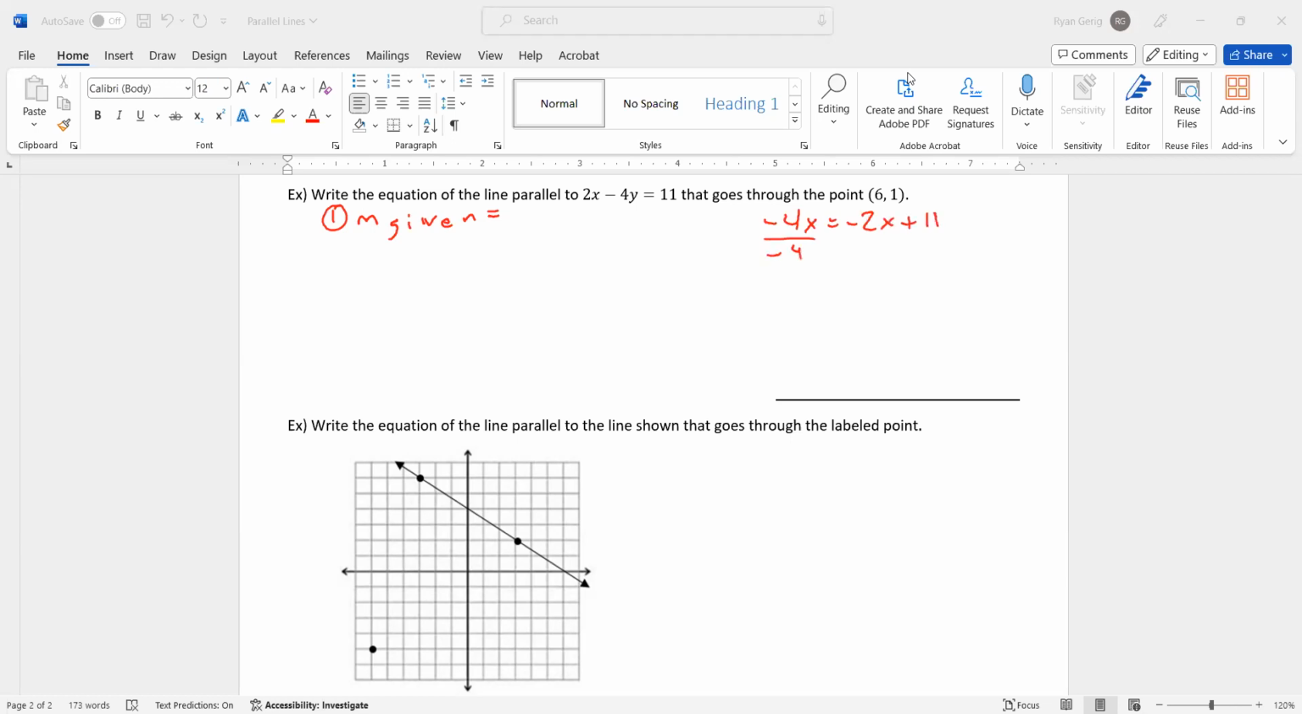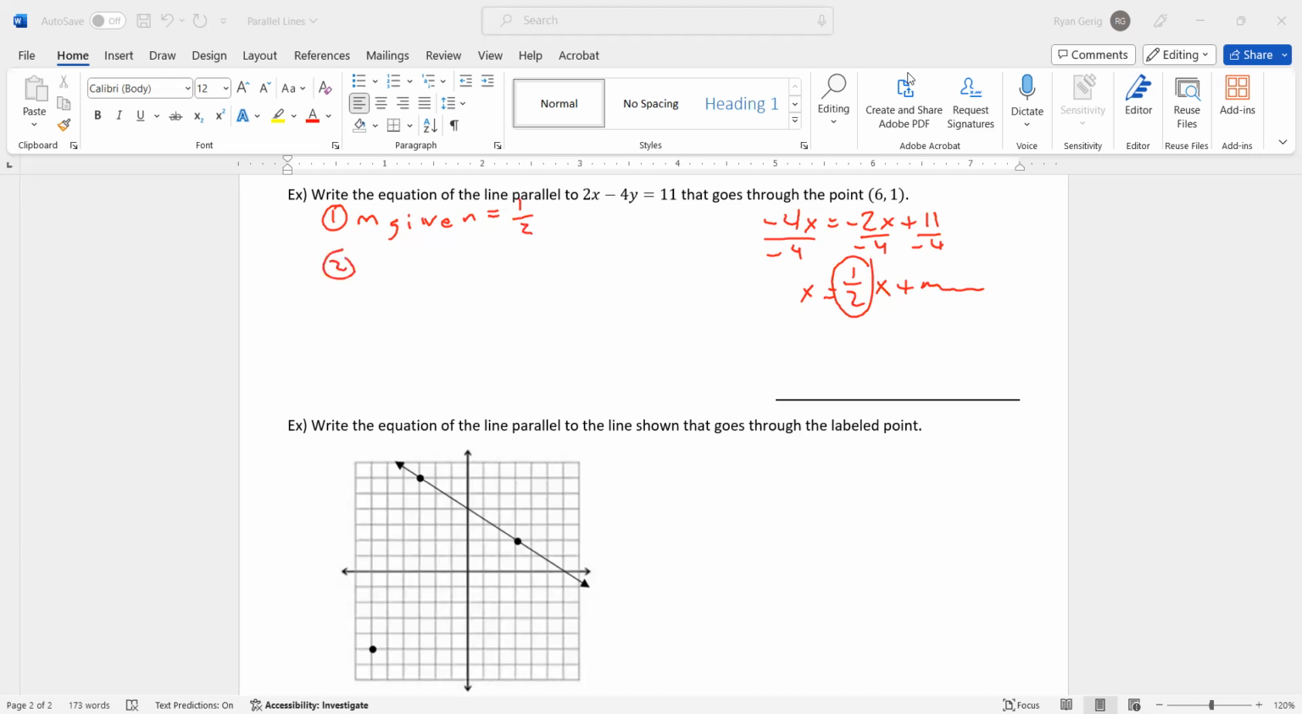Divide by -4. And everybody freaks out on this part right here. -2 divided by -4 is 1/2. That's not the freak out part. The freak out part is right here: 11 divided by -4. Oh no, that's not a good number. What am I going to do? Well, keep in mind what you're looking for. I'm looking for the slope of the given line. I don't need the y-intercept of this line. All I need is that right there. The slope of the given line is 1/2. I need the y-intercept of the parallel line, which is what we're going to do next.